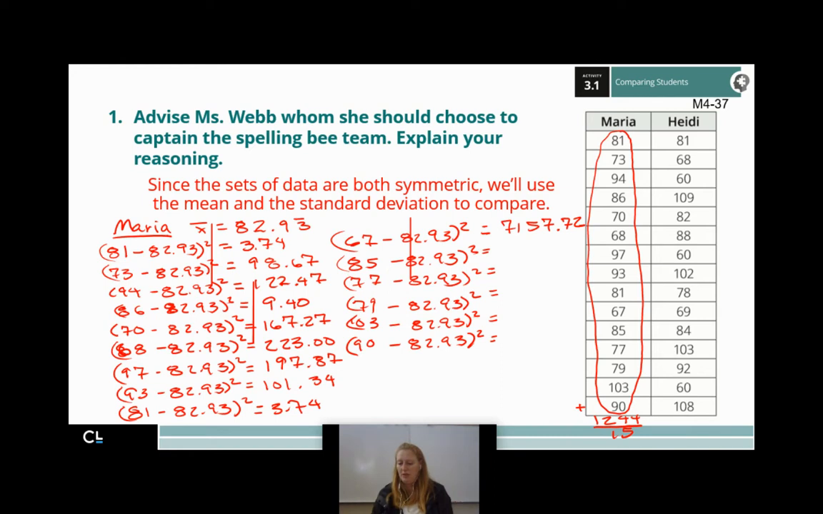And then 85 minus 82.93s forever. Square it. 4.27. Takes a while, doesn't it? Square it. Don't forget to square it. Square it. Almost there. And 2 more. 103. Holy crud.